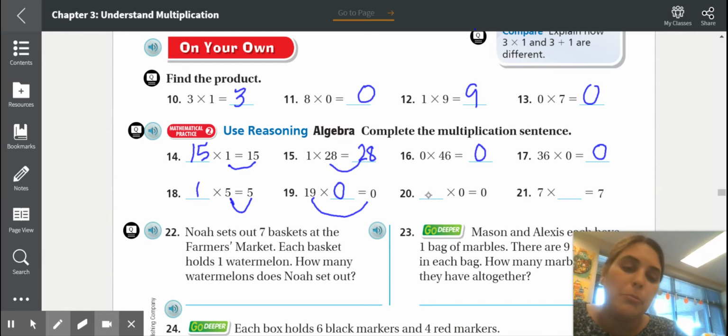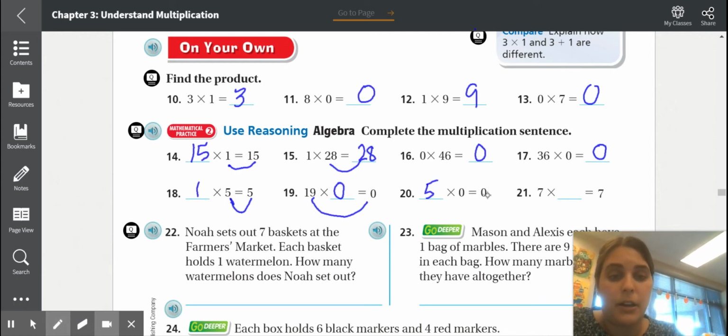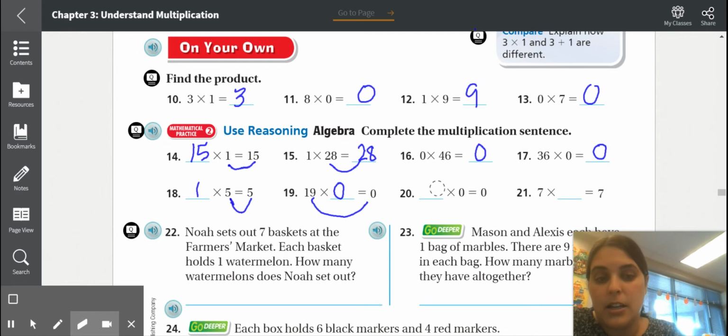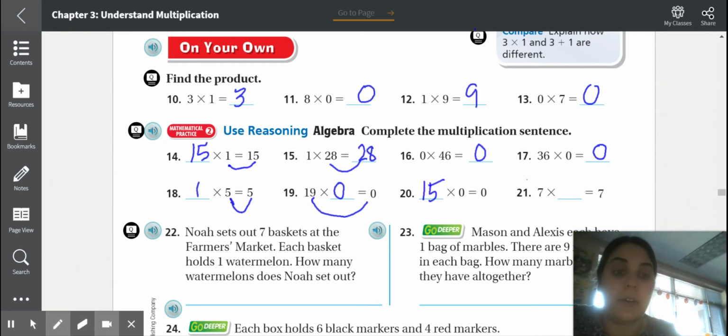Number 20, blank times 0 equals 0. According to our rule, you could put any number there that would work. You could put the number 1. 1 times 0 equals 0. You could put 5. 5 times 0 equals 0. You could put the number 15. 15 times 0 equals 0. Any number would work. And then here's our last one. 7 times what equals 7? You'd have to put a 1.